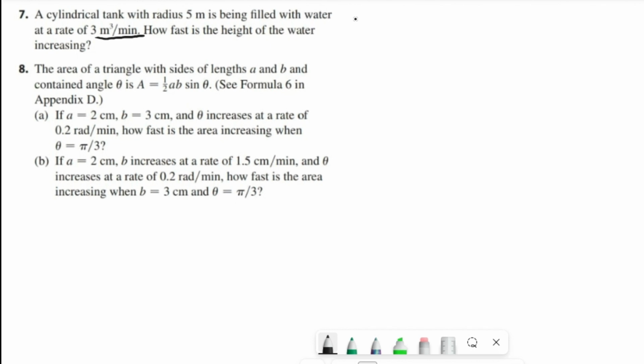Okay, so what is this? What does this mean? You see the units, its unit is meters cubed per minute. Meters cubed is volume, minute is time, so it's change in volume per time. That is your dV/dt. How fast is your volume changing with respect to time? It's given by 3 meters cubed per minute. You write it down like that.